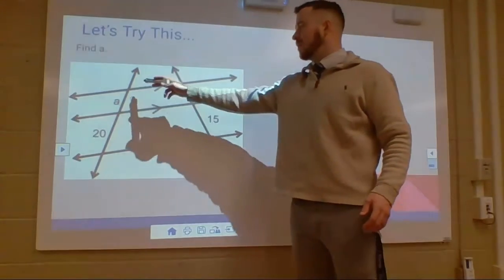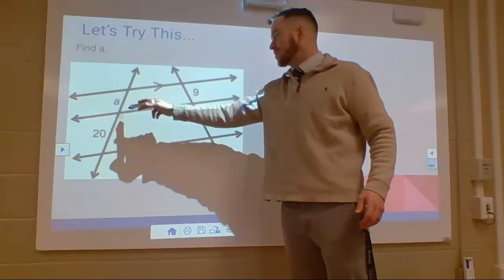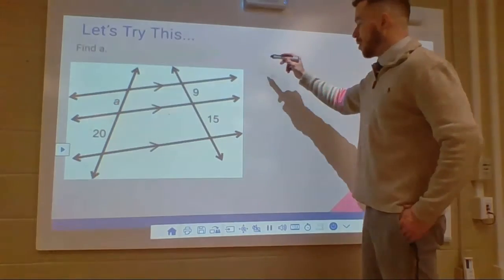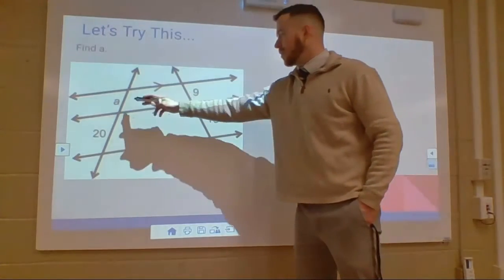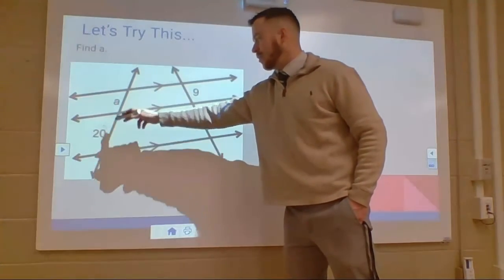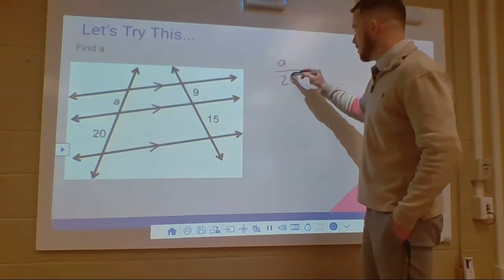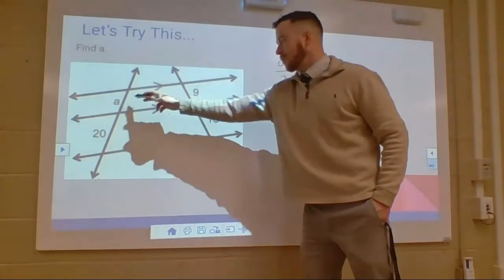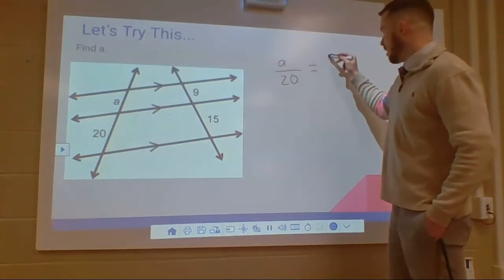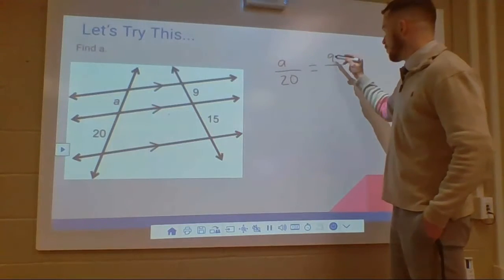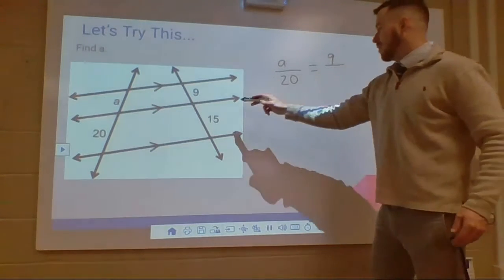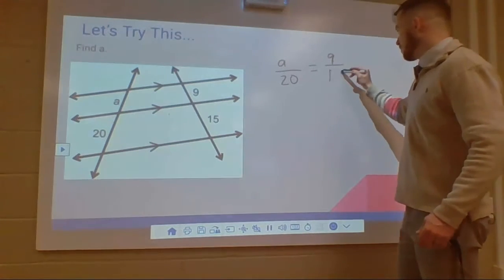Now, we don't have the names of the points of intersection here, but we can just go ahead and set this up. We can say A over 20, since they're on the same transversal, A over 20 is going to be equal to, well, what's across from A? 9. So I'm putting 9 right across from A. They're going to be both in the numerator. And then across from 20 is 15.